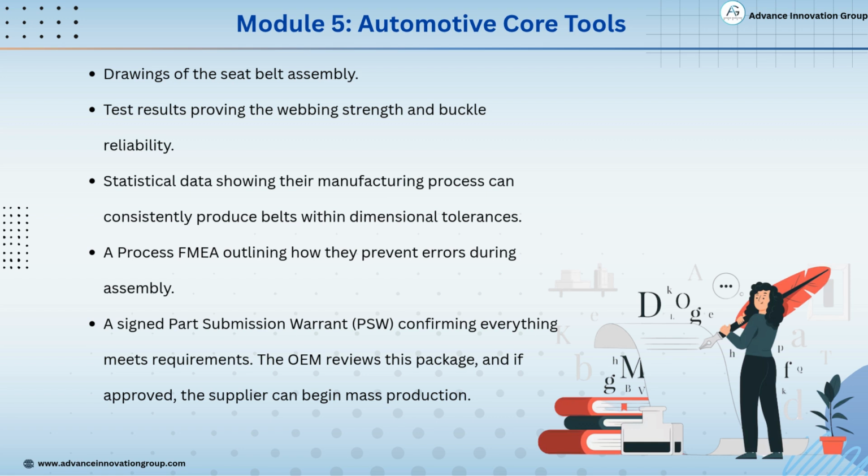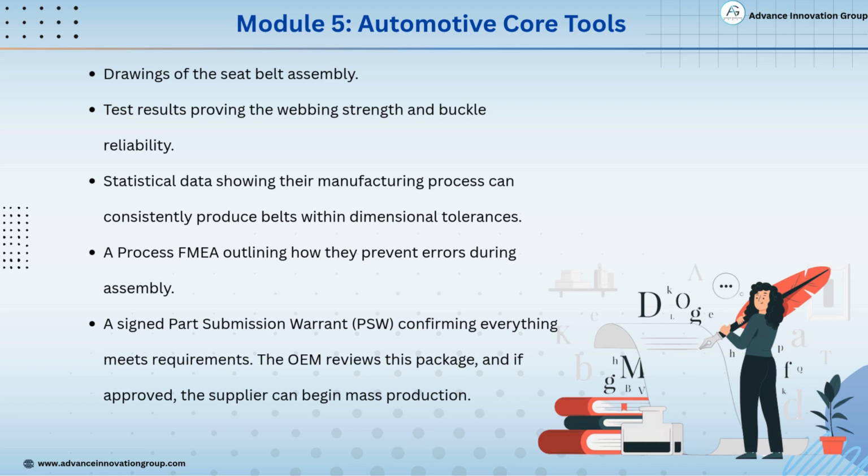1. Drawings of the seat belt assembly. These are technical drawings that show how the seat belt is designed. It includes every part and connection, so the OEM knows what the final product will look like. 2. Test results. These results prove the strength of the webbing and the reliability of the buckle. This ensures the safety of the product.